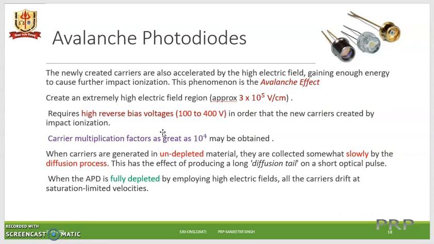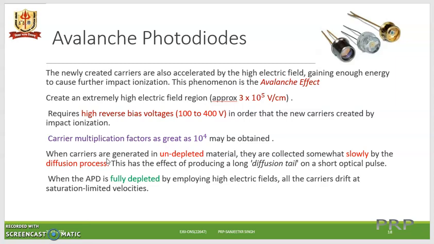An extremely high electric field region, that is 3 into 10 raised to 5 volt per centimeter, is required, and for that the reverse bias voltage should be in the range of 100 to 400 volt in order to create the impact ionization effect. By this, carrier multiplication of the order of 10 raised to 4 can be obtained.